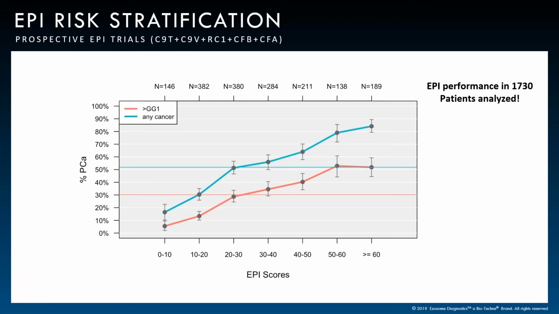The EPI score itself is actually part of a risk stratification system too, so that the higher the EPI score you have, the higher chance of finding prostate cancer upon the biopsy. So if you have an EPI score of 50, you have around 50% chance of finding aggressive, high-grade prostate cancer upon biopsy. You have about 80% chance of finding any prostate cancer.